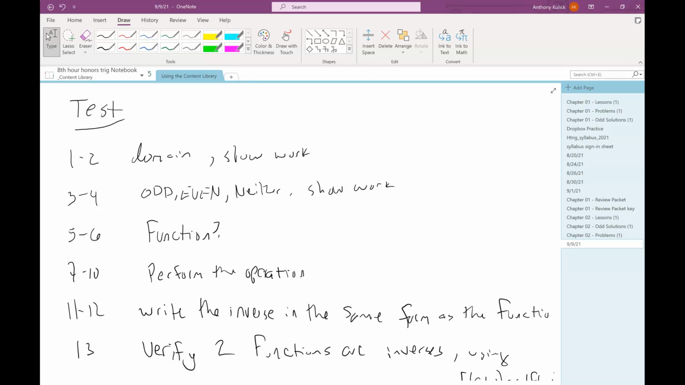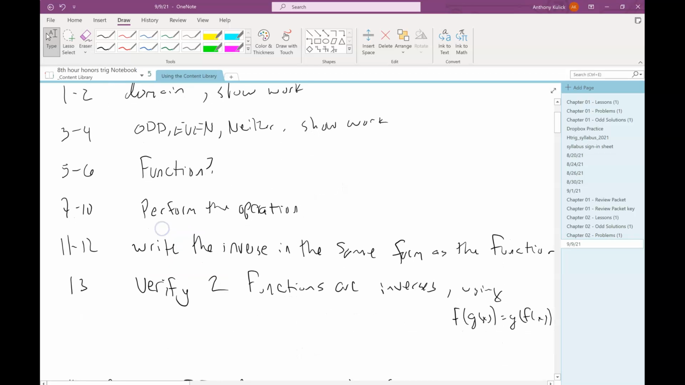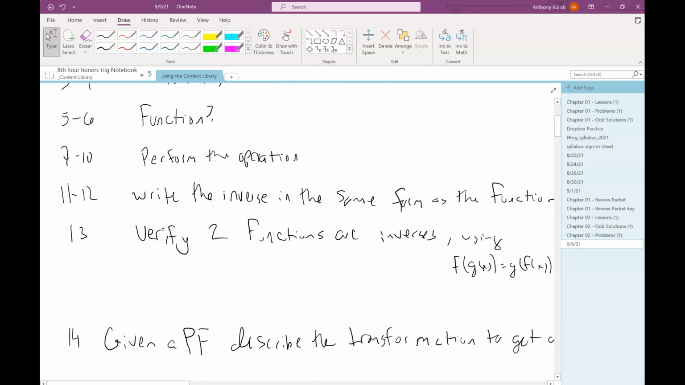So the first two questions on the test, I'm going to ask you to find the domain of some function and show some work, like the algebraic steps as to how you got that specific domain. The next two questions will be proving things are odd, even, or neither. The next two questions will just be determining whether something's a function or not.